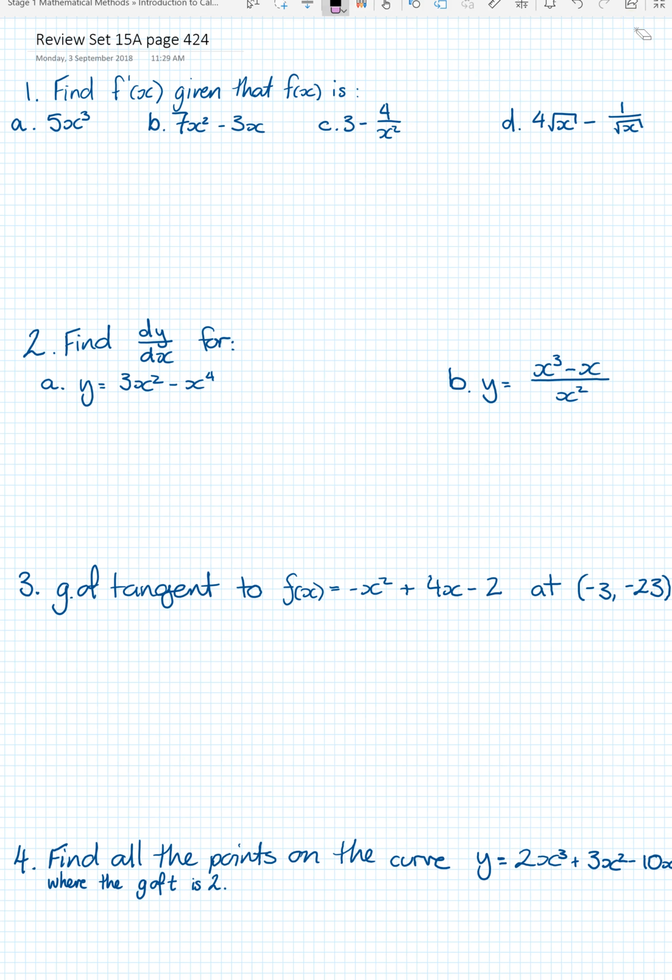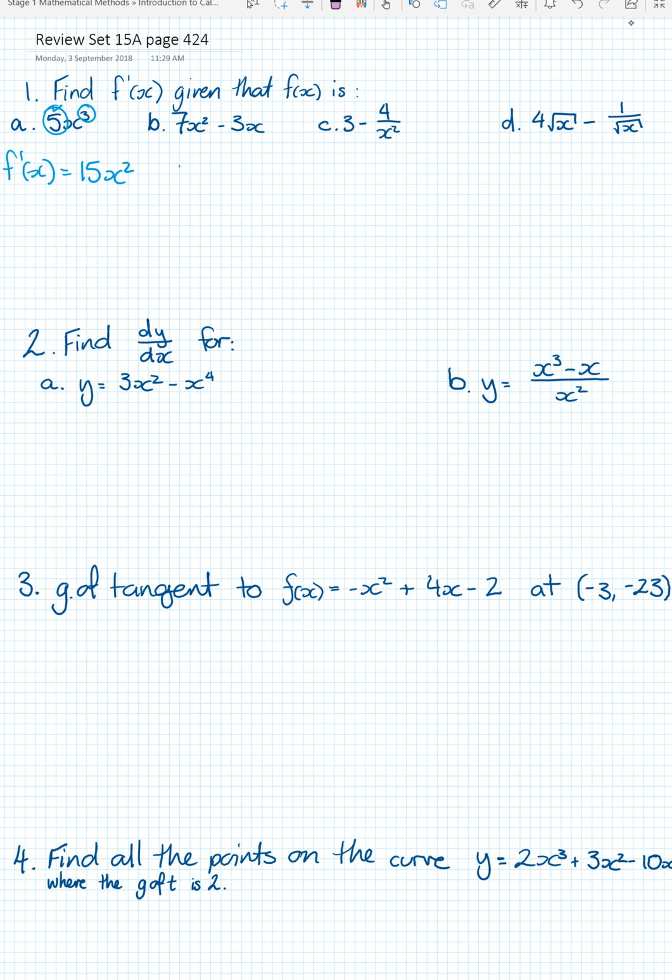Okay, so this is the first video of your work solutions for review set 15A, and the first thing we're going to do is use our patterns or our rules to differentiate. So from the first one, we're going to multiply the number in front by the power, which is 15, and then we're going to reduce the power by 1 squared. Nice and easy one to start with.